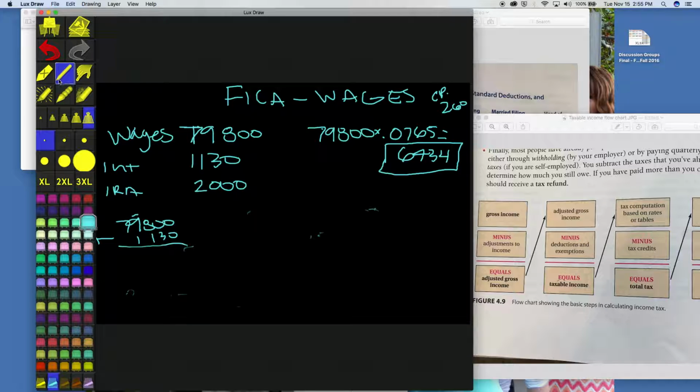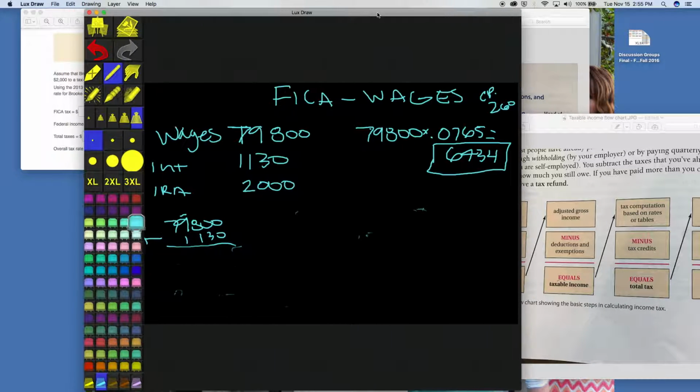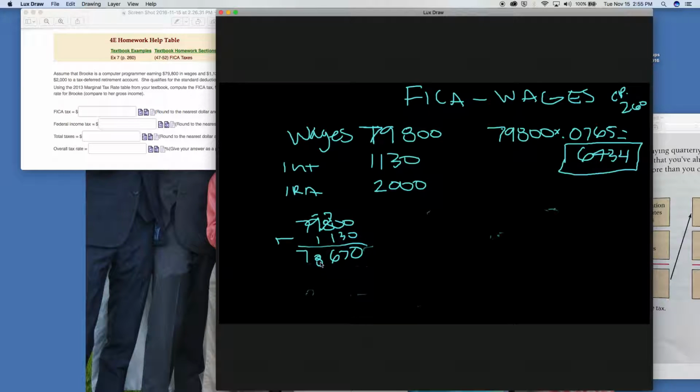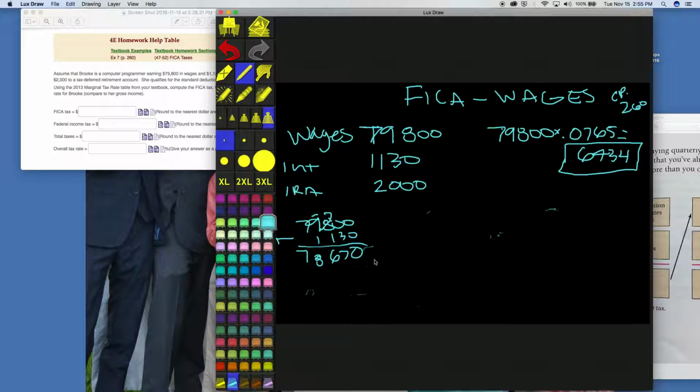If I was doing this for real, I know I can't use my cheat paper. So I subtract that and I get 78,670, right? That's my AGI. No. Oh my word, I'm doing this all wrong. I'm supposed to add that. I don't know where I was. Let me try that one more time.